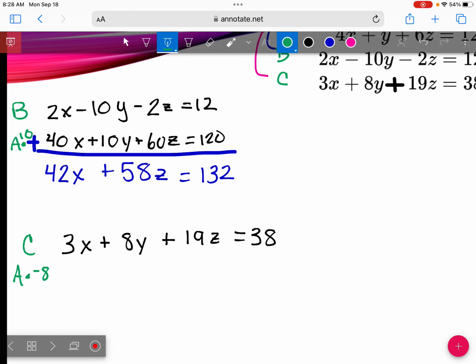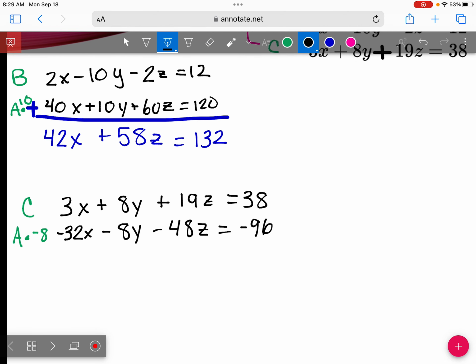So we're going to have negative 8 times the 4, giving us negative 32x. Negative 8 times y, giving us minus 8y. And negative 8 times 6, giving us minus 48z, equals negative 8 times 12, which is negative 96. And we are going to use calculators because calculators are our very bestest friends, and we do not have to do these in our head.